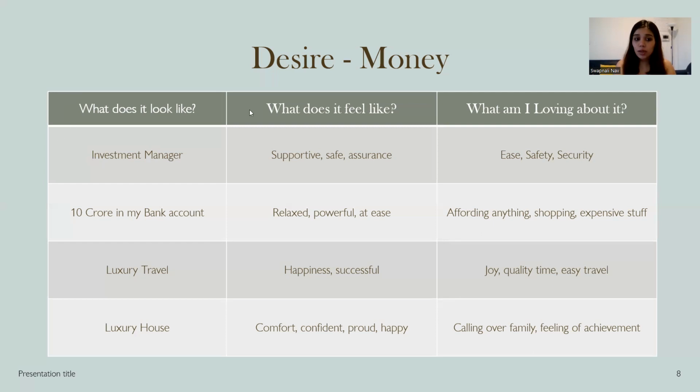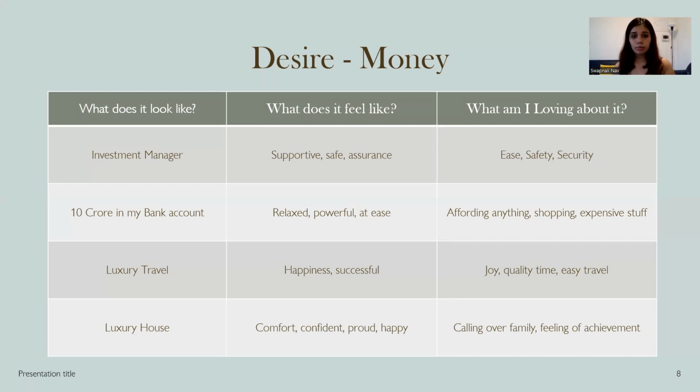make a column which says, what does it look like? Having money in your account or with you, what does it look like to you? This is just what I have written because this is true for me, honestly. Having money for me would mean having an investment manager, because I am really big on investments. If I had money, I would have an investment manager. These two things go hand in hand for me. So the first one is investment manager. Then I have written down 10 crores in my bank account. Then luxury travel and a luxury house. So having money for me would look like this.